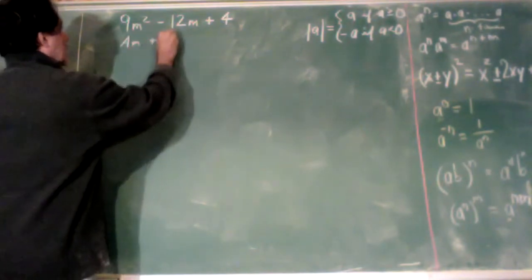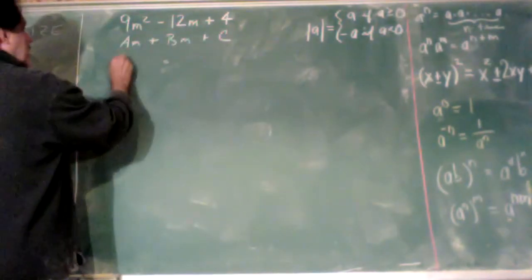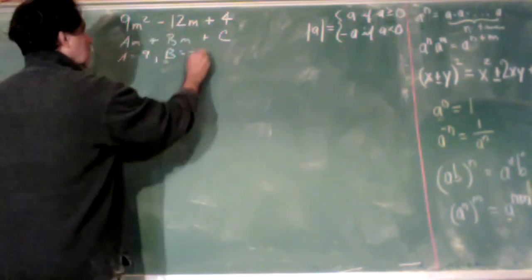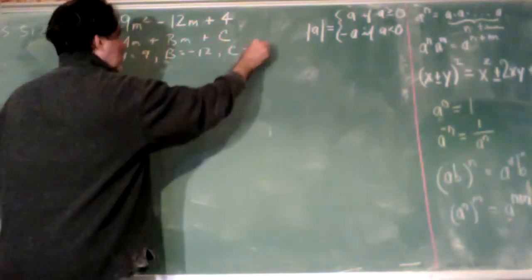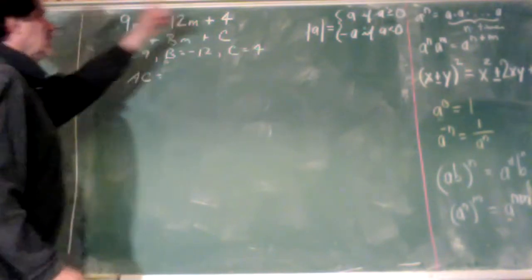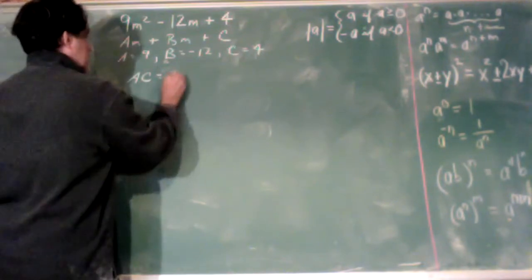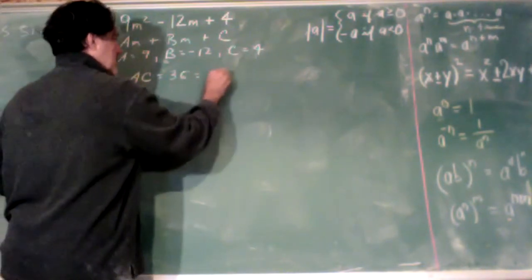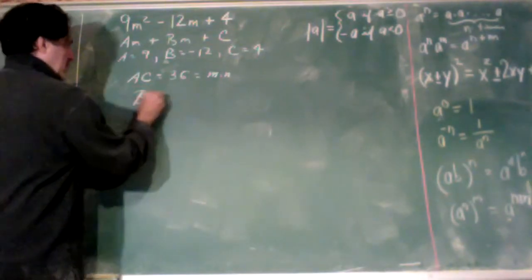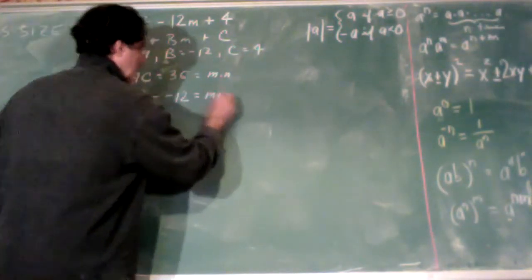So I'll say Am squared plus Bm plus C. Remind yourself in that form where now A equals 9, B equals minus 12, C equals 4. So by our test, what we want to do is look at the product of the lead and constant coefficients, AC, 9 times 4, 36, and see whether or not we can obtain a factor pair M, N such that it satisfies the relationship B, which is minus 12, equaling their sum.